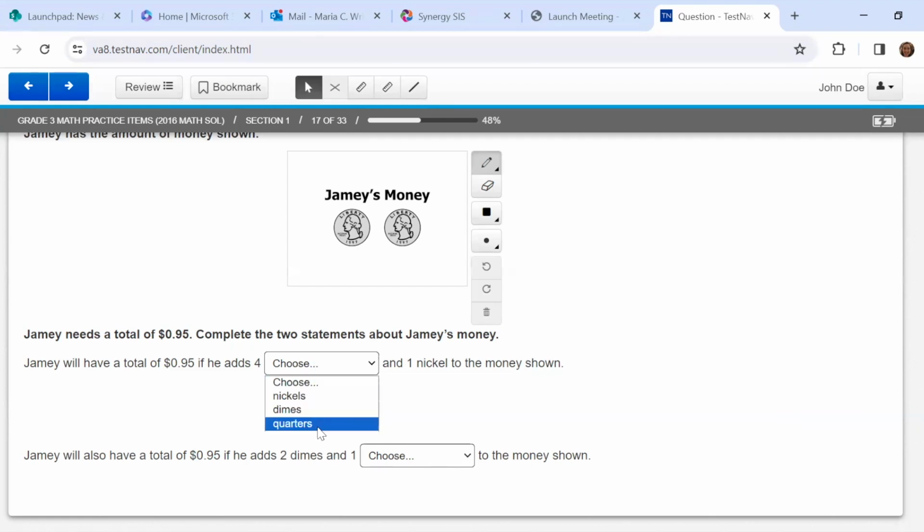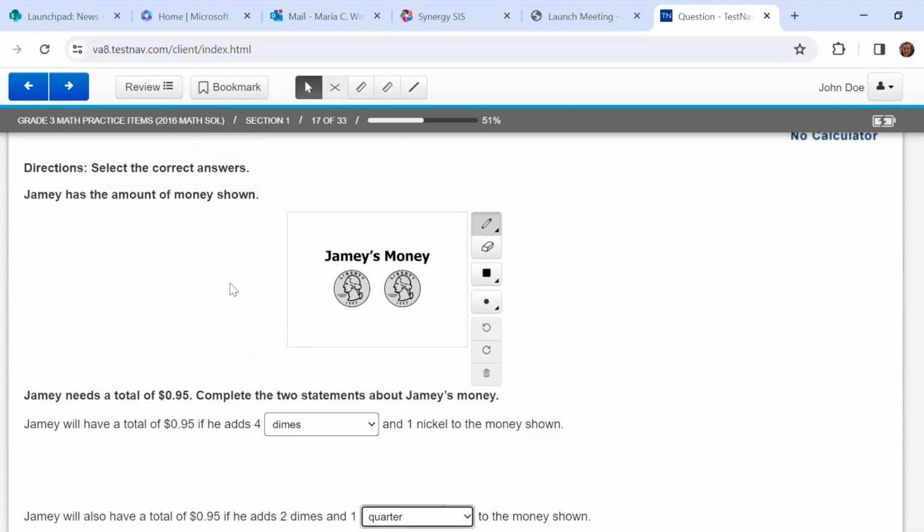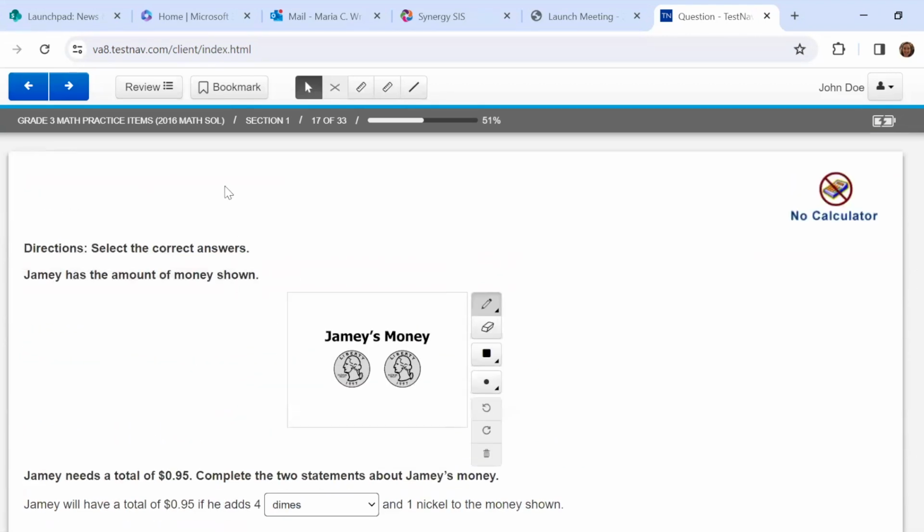So what do you think? I think 4/4 would be too much. If he had 4 dimes, that would be 40 cents, and 1 nickel would be 45. Now let's do it a different way. We still need to make 45 cents. 2 dimes would be 20 cents. 20 plus 25 would also equal 45 cents. Wow, you need a good understanding of money in order to get this correct.